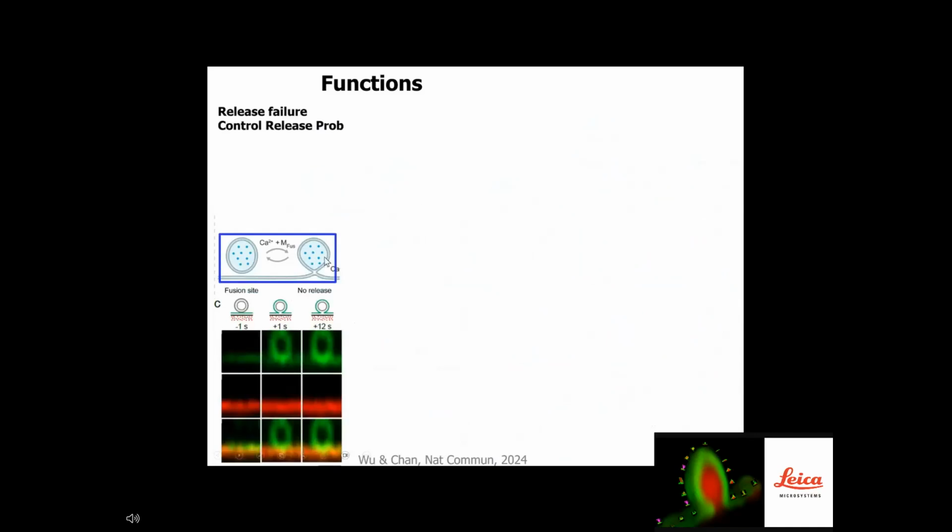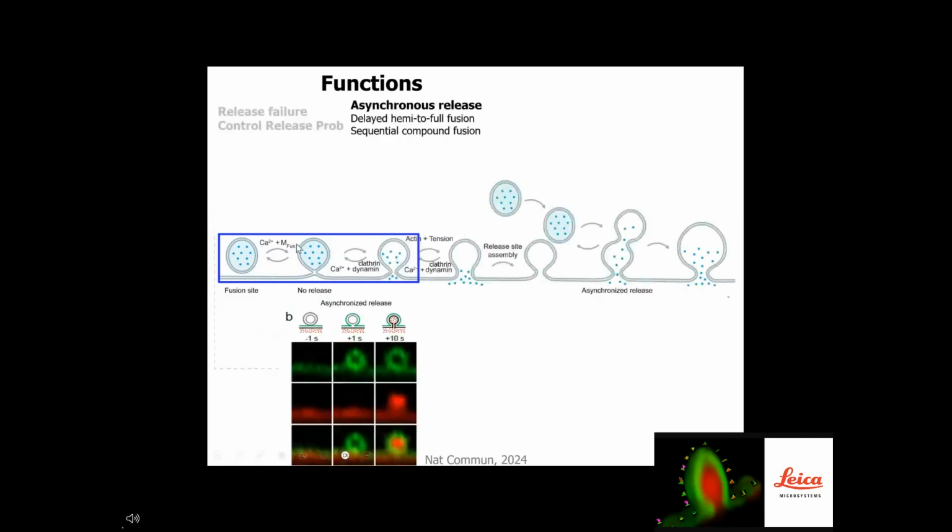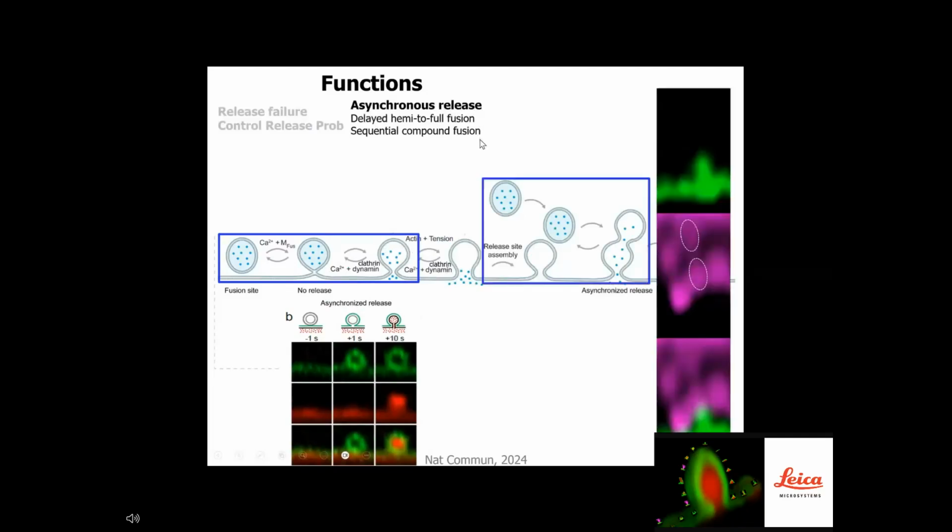The first one is the hemifusion, which can control the release probability, because if the hemifusion structure does not proceed further into becoming a full fusion event, then it causes the failure of the release, and therefore this can control the release probability. A delay in the hemifusion to full fusion events can then generate a synchronized release. Another way to generate a synchronized release is this sequential compound fusion.